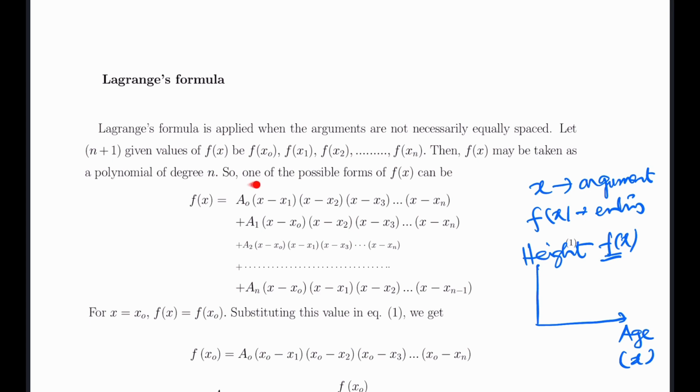One of the possible forms of the function fx can be written as fx equal to a naught into (x minus x1) into (x minus x2) into (x minus x3) and so on, and the last term is (x minus xn), plus a1 into (x minus x naught) into (x minus x2) into (x minus x3) up to (x minus xn), and so on, and the last term is an into (x minus x naught) (x minus x1) (x minus x2), and the last term is (x minus xn minus 1). You see from here, in this formula, this is your formula 1.